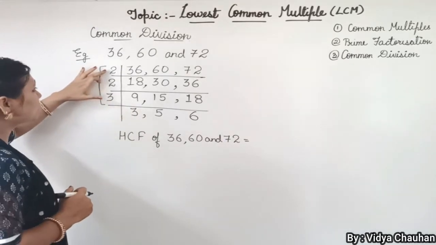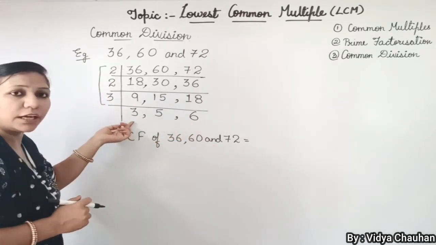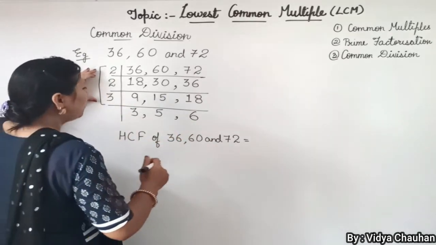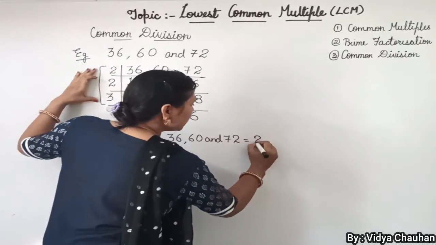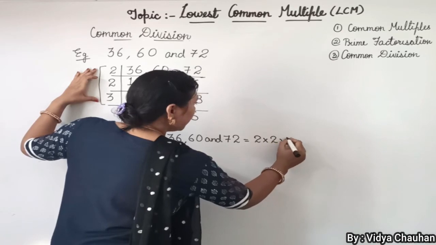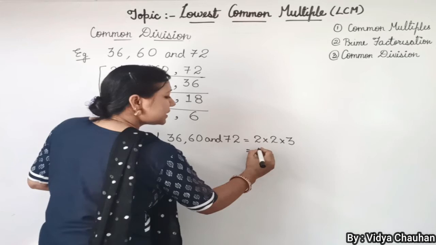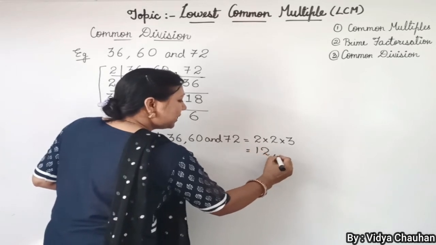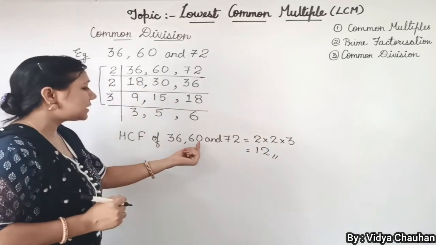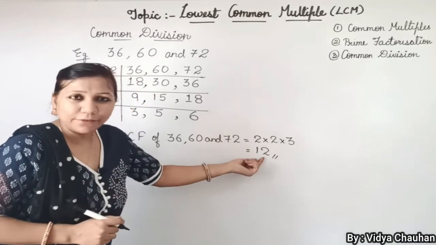That means the factors which are on the vertical side. We will not count the numbers which are at the bottom here, that means in the horizontal side. Only multiply the values on this side. So that is 2 multiplied by 2 multiplied by 3. And what is it equal to? 2 2s are 4, 4 3s are 12. That means the HCF of 36, 60 and 72 is 12.